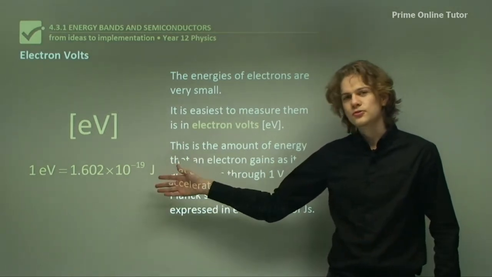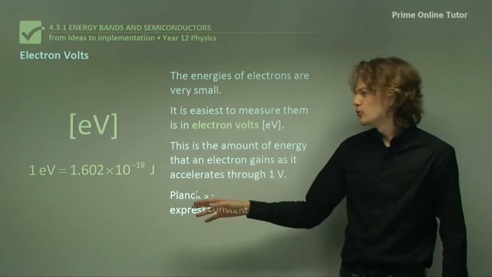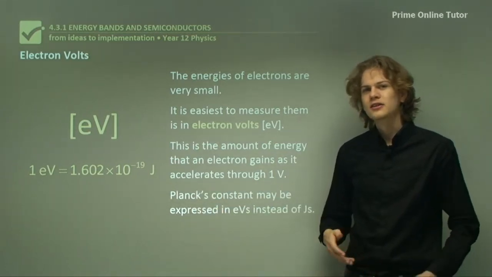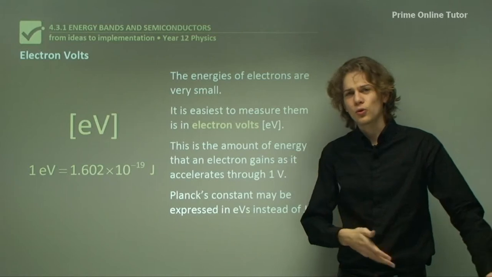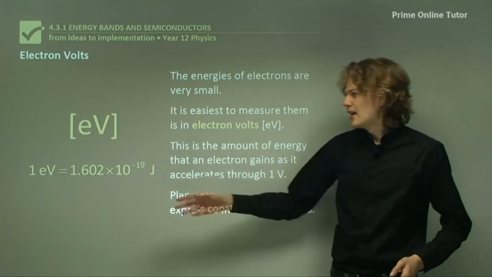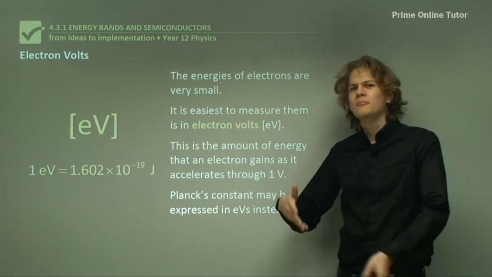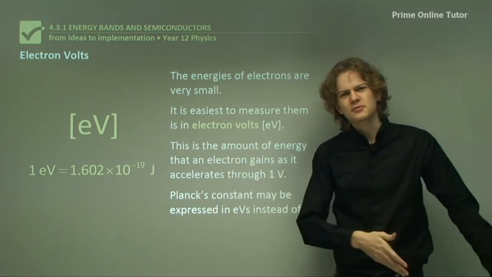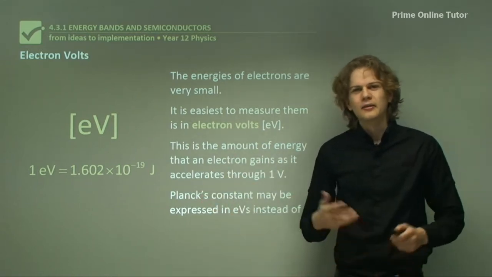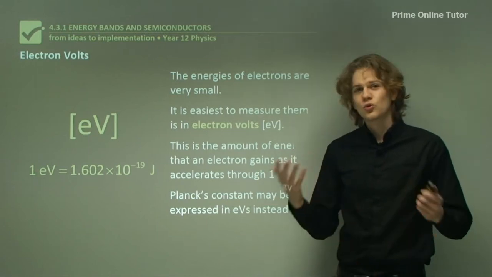The reason this is useful is because most electrons have energy in the region of 1 electron volt, 10 electron volts. And if we were measuring in joules, we'd have to say 1.6 times 10 to the minus 19, 1.6 times 10 to the minus 17, and crazy numbers like that. It's easier to work with electron volts.